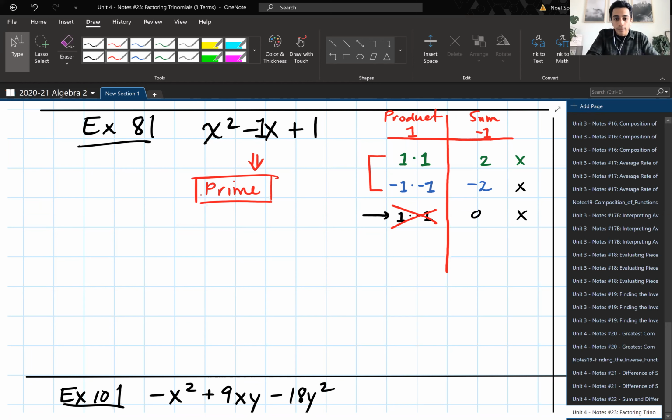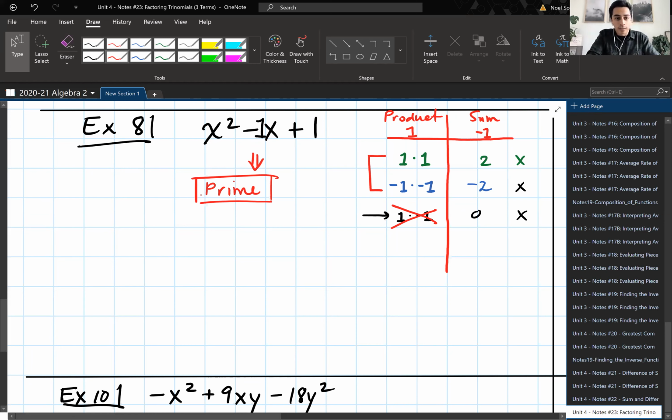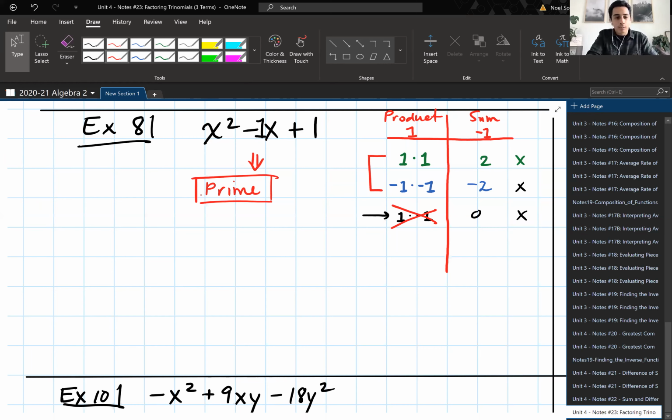Now, one of the favorite things that students like to do is they try to factor a polynomial and they can't figure it out after one try. So then they say it's prime. Prime is your last resort, okay? Do not call it prime just because you couldn't get it on the first try. You have to try all of the different options before you can say prime.